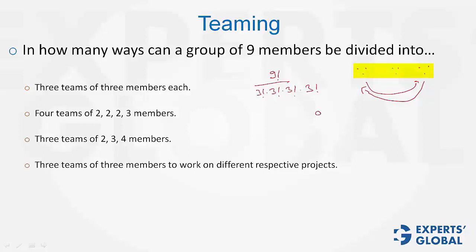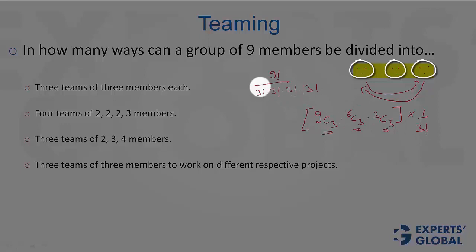Another way of looking at this would be that out of 9 people, for the first team, 3 have been selected. So 9C3. 6 remain. So 6C3. Now 3 remain. So these 3 select themselves in one way. Then once again, since the 3 teams are identical in size, they each have 3 members. The entire value should be divided by 3 factorial.